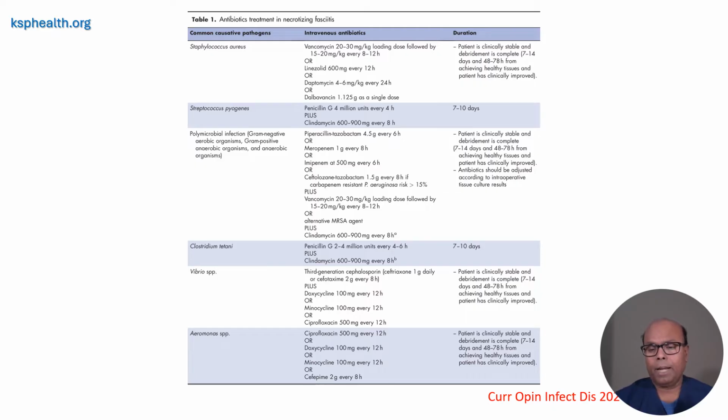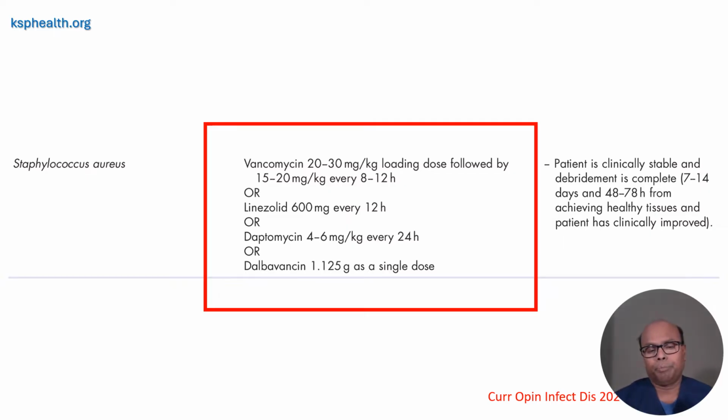This slide shows different antibiotic choices based on the etiologic agent. We'll go on. Staphylococcus aureus. The initial antibiotic choice is vancomycin, 20 to 30 milligram per kilogram loading dose, followed by 15 to 20 milligram per kilogram every 8 to 12 hours, or linezolid, or daptomycin, or dalbavancin. The recommended duration is 7 to 14 days, and 48 to 72 hours from achieving healthy tissues, when the patient has clinically improved.